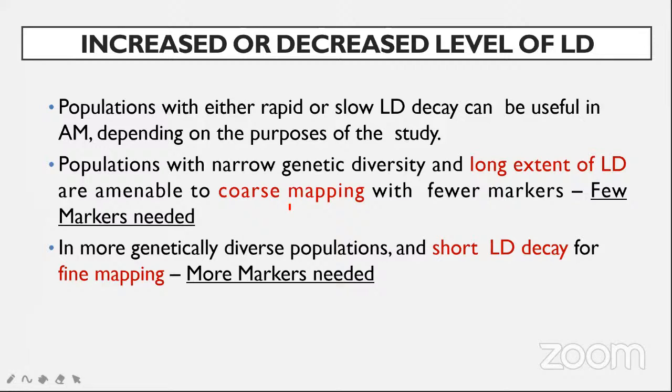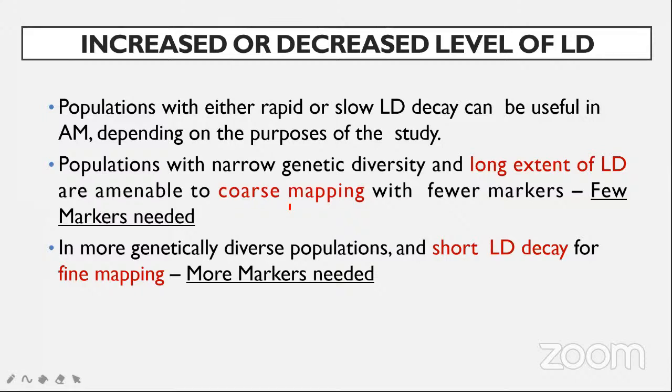So with all these factors influencing LD, should we go with an increased or decreased level of LD? First of all, both are useful for one purpose or the other. If you have narrow genetic diversity and a long extent of LD, they are good for coarse mapping and you need few markers. And if you have genetically diverse populations with short LD decay, they're good for fine mapping and you need more markers. Okay, let me explain that.